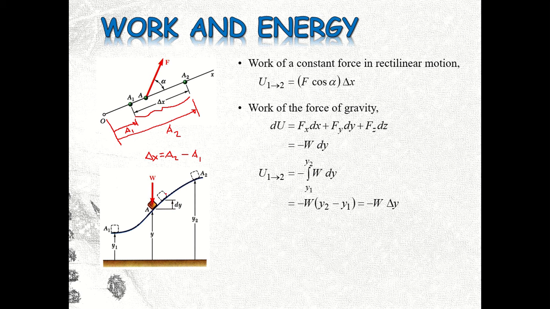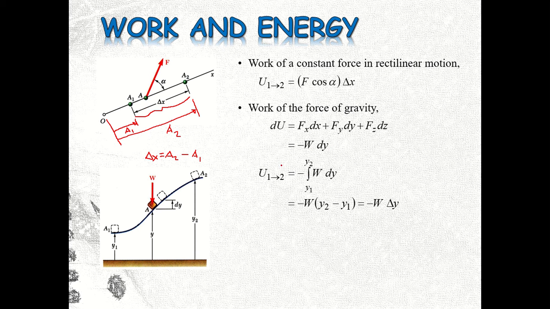It means that assuming the particle is at this point and then it moves down up to this point, it moves because of the weight. So we just multiply the weight of the particle by this displacement, the vertical displacement from the initial position to this next position. So that is minus W dy.